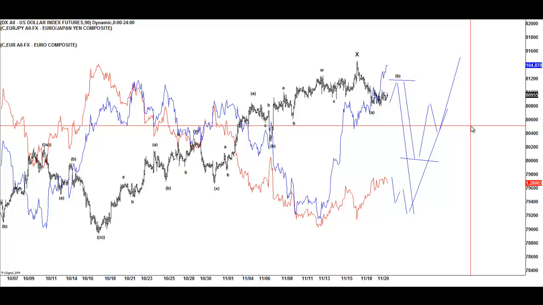But on the indices, I tend to believe that after the pullback that we're going to get in risk, sometime maybe today or tomorrow, we should see a pullback in risk. After that, we can see another round of risk on trade.